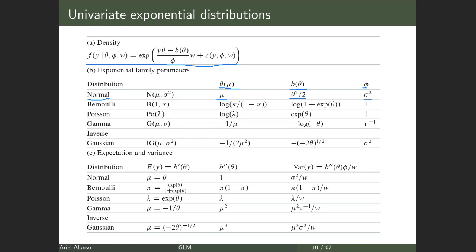If you have the Poisson, for instance, it's another special case. Just choose theta equal to the logarithm of lambda. Choose b of theta as the exponential of theta, and choose psi equal to 1, and you will get the Poisson. And the same, you can get the gamma distribution, you can get the inverse Gaussian distribution as a member of the exponential family, etc. So there are many, many known distributions that belong to the univariate exponential family.